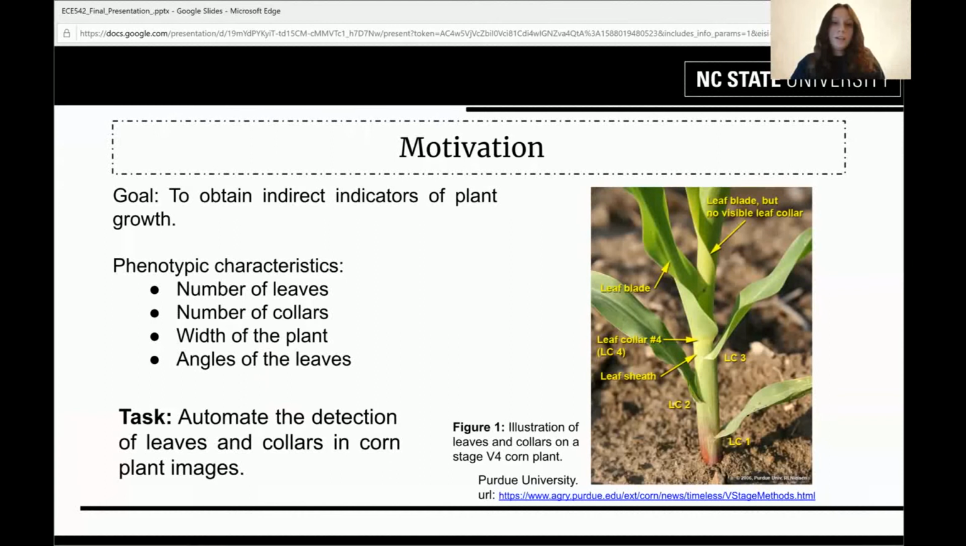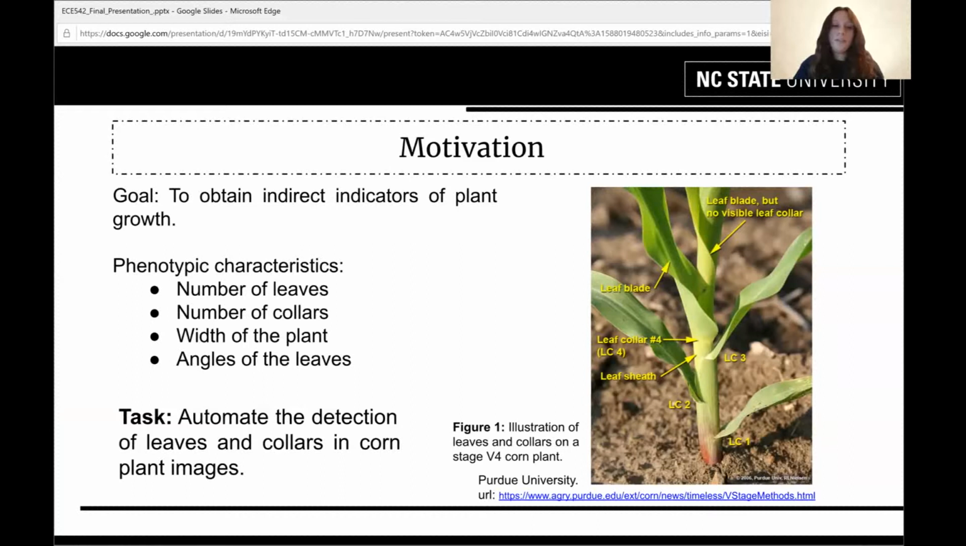The motivation behind this project is to obtain indirect indicators of plant growth. Some of the typical phenotypic characteristics used for this purpose are listed here. However, for this project, we'll be focusing on the leaf collar method, which is defined by Purdue University as counting the number of leaves with visible collars. So for this project, we'll only be concerned with identifying leaves and collars on corn plants.